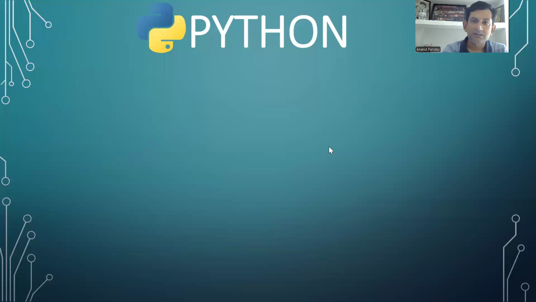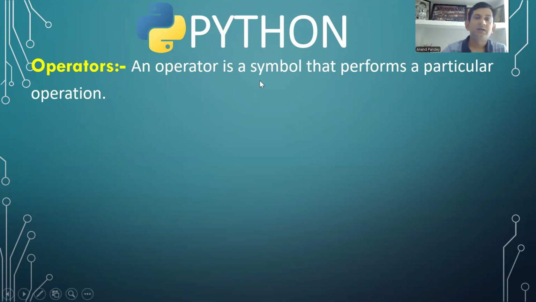So the topic is what? Operators in Python. So first, let's start with the definition. An operator is a symbol which performs a particular operation. Okay, this is the simple definition. And what is an operator? It's a symbol which performs a particular operation.